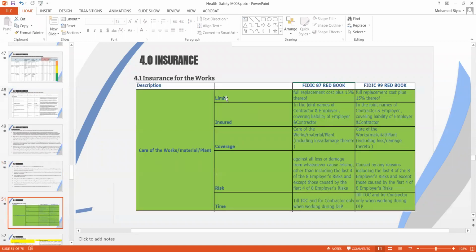And the limit, if you want to discuss the limit, is the full replacement cost plus 15% thereof. It doesn't talk about contract price, it says the full replacement cost. And there's a reason for that, and it depends on how the project is running on the cycles of the economy. Usually when you have a crisis time, the tender price usually will be the lowest compared to when your economy cycle is on the peak. Usually the project cost is higher.